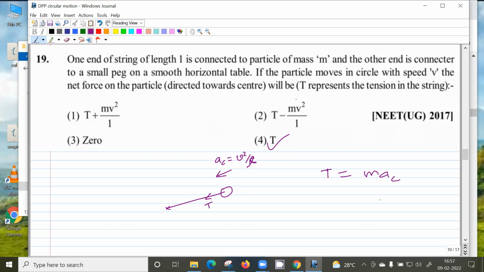So this mv square by L is actually an acceleration term, not a force term. So the force is only T, and because of this force T, this body experiences a radially inward acceleration. So the force is only T.